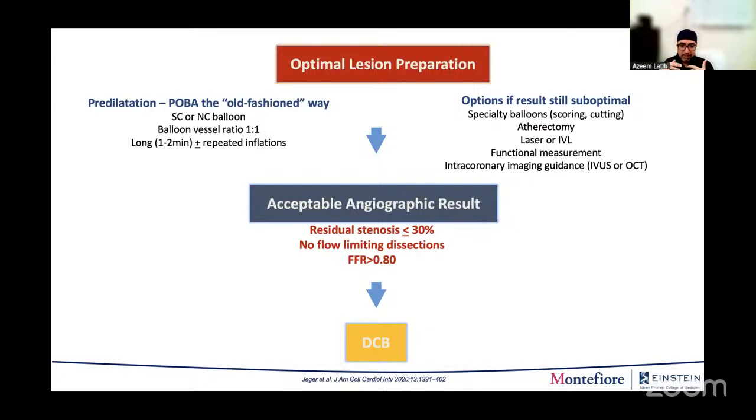I can't reiterate this enough. I've been in a couple of cases where I see the staff starting to panic because they're seeing a little bit of ST changes. They go, oh no, this ST changes, and they want to deflate the balloon. You just got to be patient. You got to give this balloon 60 seconds to work.